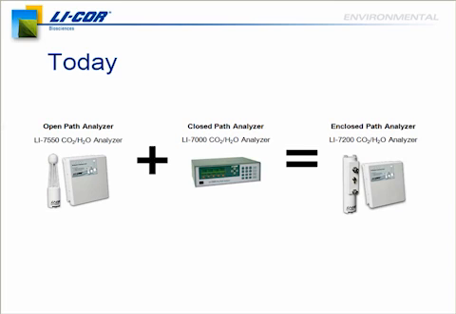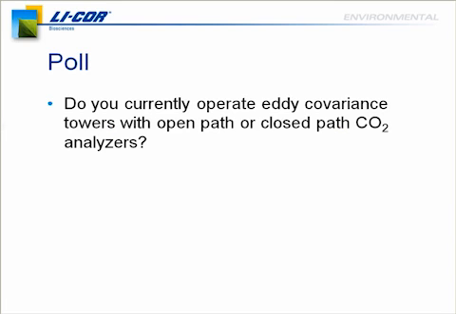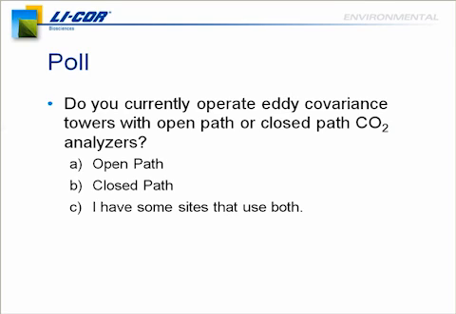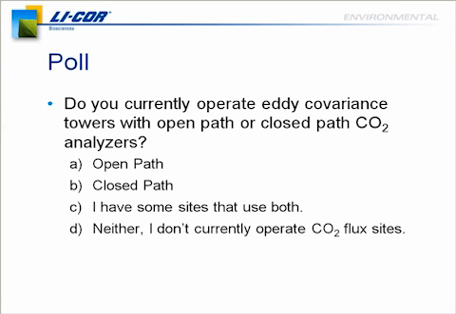Before we do that, we've got a quick poll that we'd like to take just to see what kind of audience we're dealing with today. So we've got a question here. Do you currently operate eddy-covariance towers with open path or closed path CO2 analyzers? Your options are open path, closed path, I have some sites that use both if you operate multiple towers, or neither. I don't currently operate CO2 flux sites. So please go ahead and enter in your response there. We'll wait just a moment for that, and then we'll continue on.